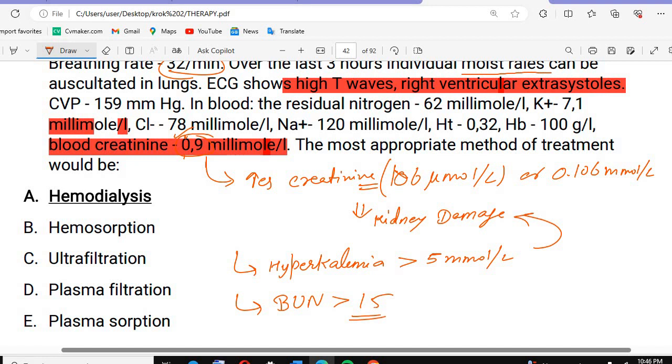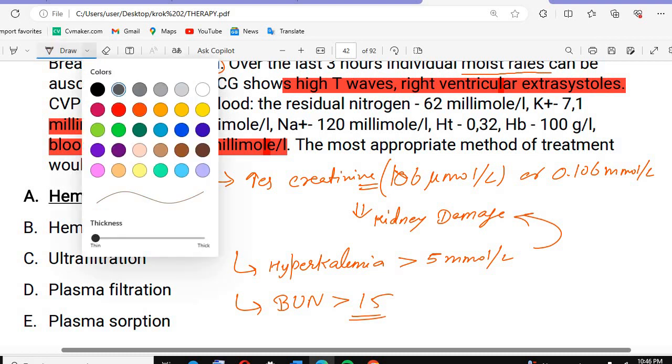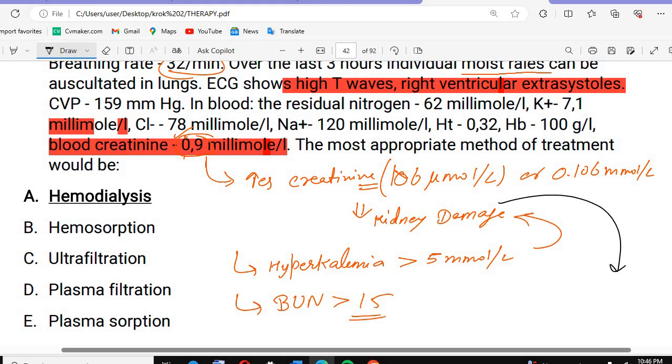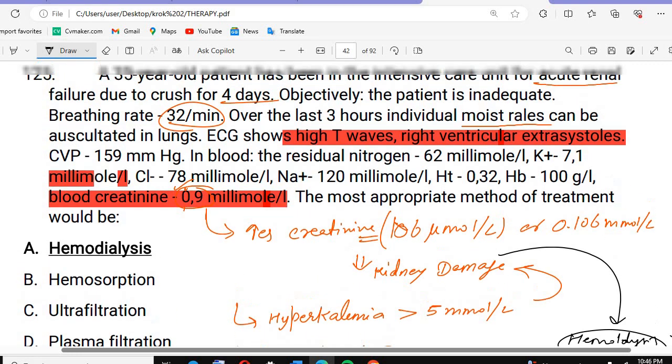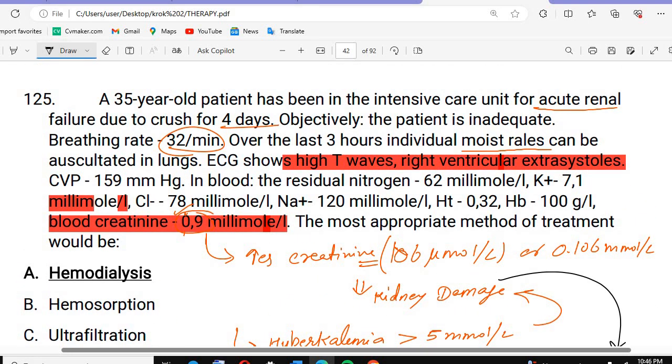So in all these patients, what do we have to do? We have to do hemodialysis. Remember these things: if acute renal failure is there, and the residual nitrogen like blood urea nitrogen is more than 15, here we have 72.